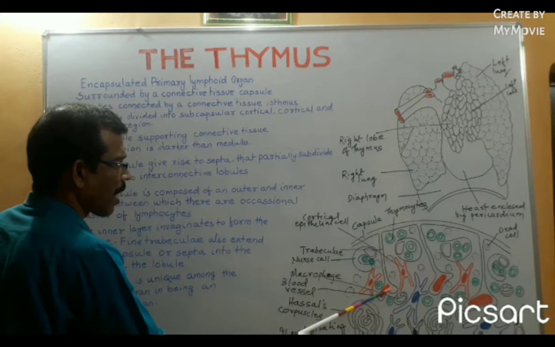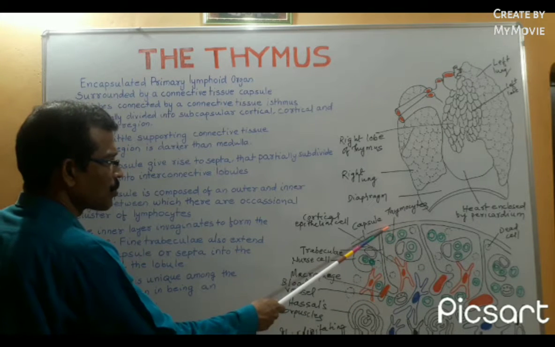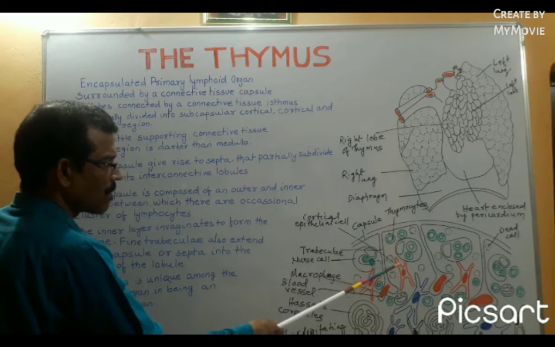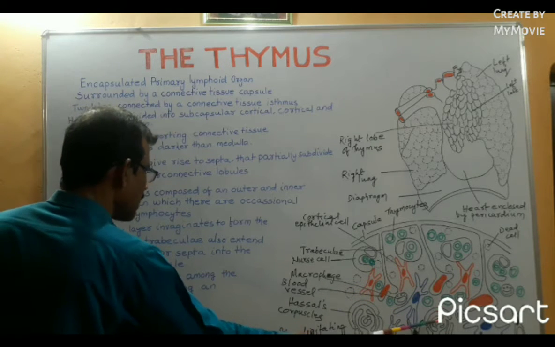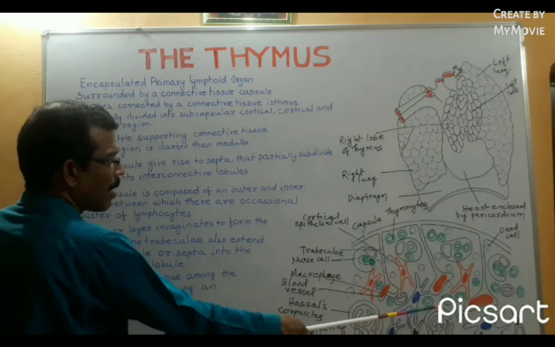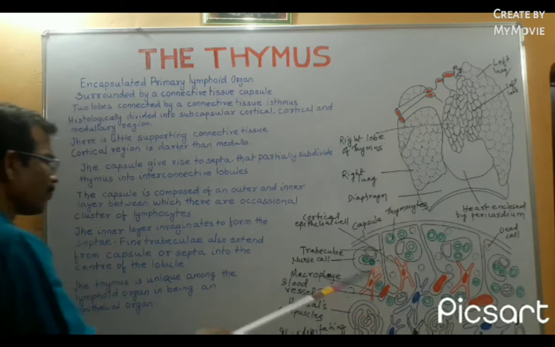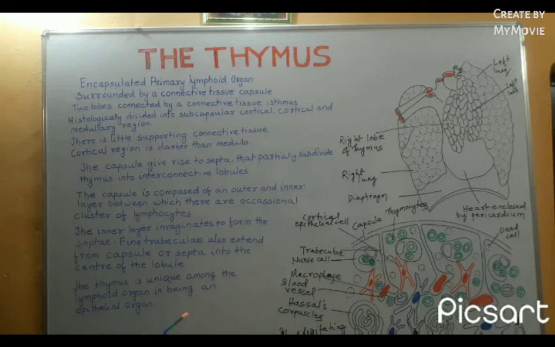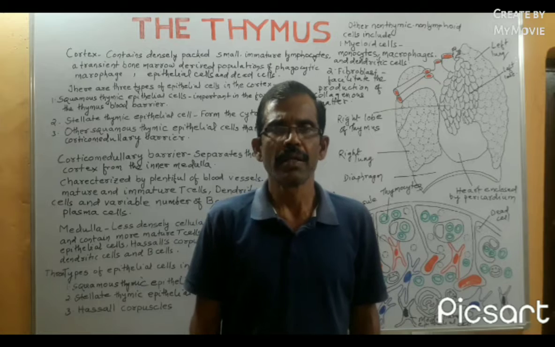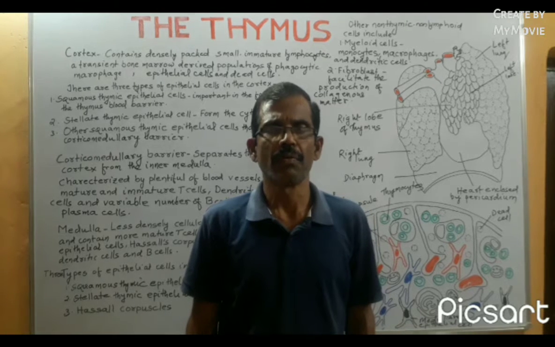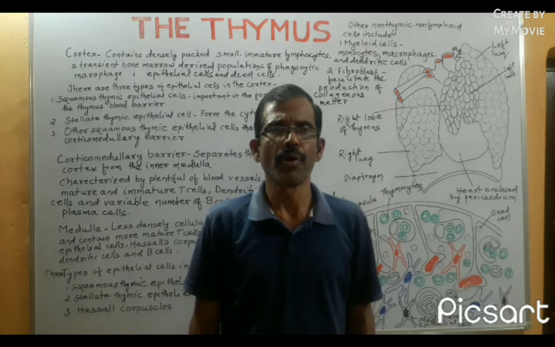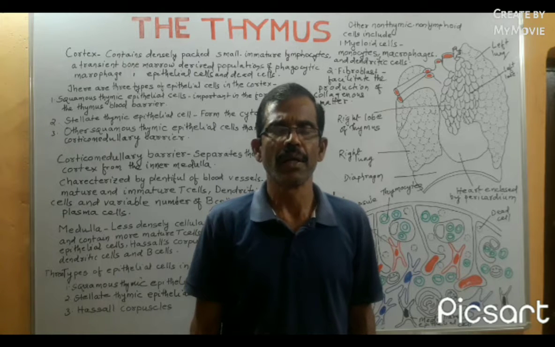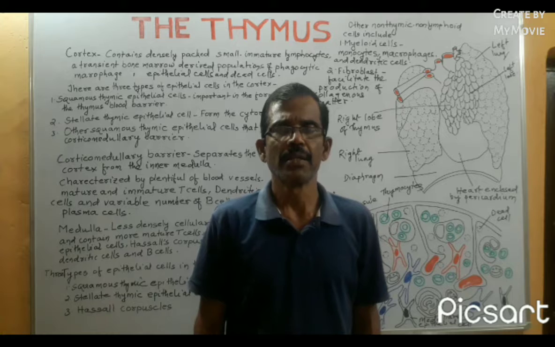From the septa and also from the capsule, fine trabeculae originate and they penetrate deep into the center of the lobule. Among all lymphoid organs, thymus is unique because it is an epithelial organ. We are discussing about the structure of thymus. Thymus is a primary lymphoid organ. It is also an epithelial organ.